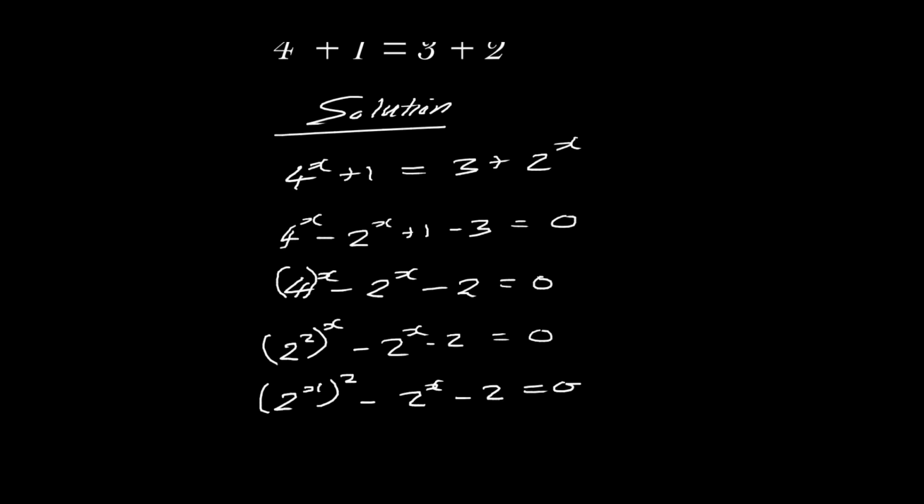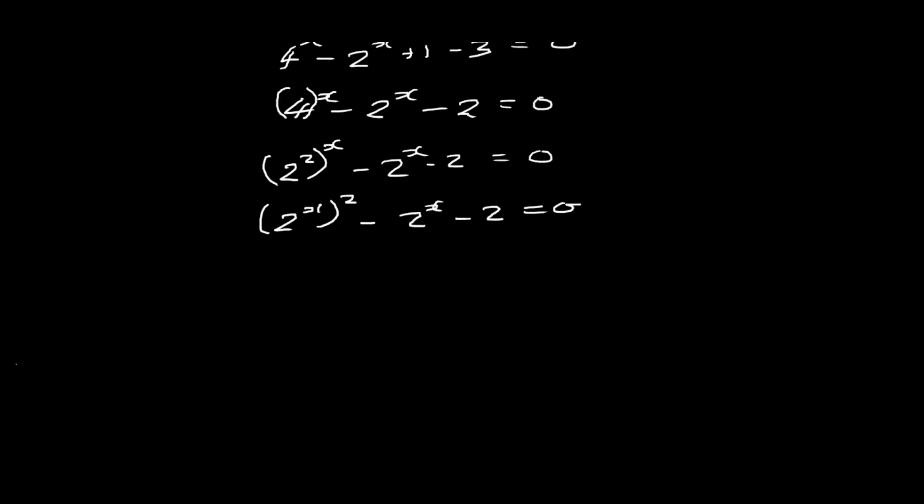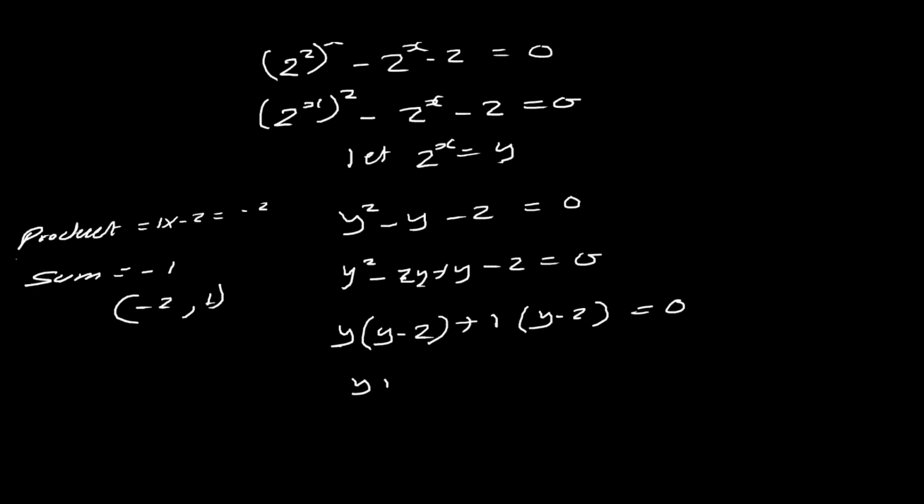So we can now let 2 raised to power x to be another variable y. So if you let 2 raised to power x to be y, we will have a quadratic equation. So where there is 2^x, we'll now have y squared minus y minus 2 is equal to 0. So that is quadratic equation. You can solve by any method.